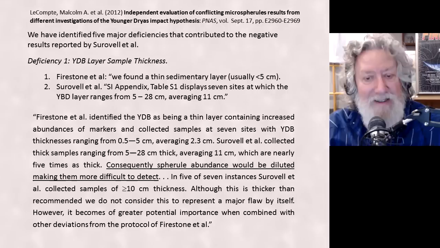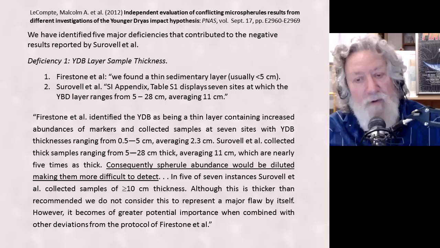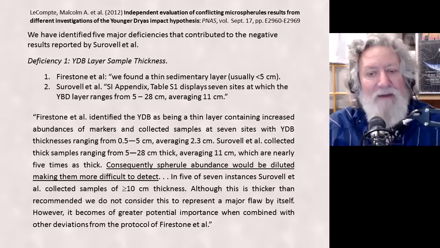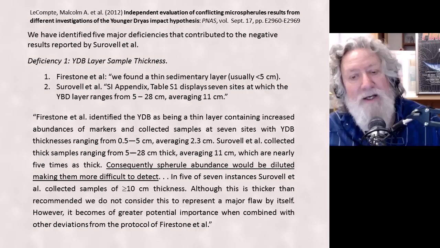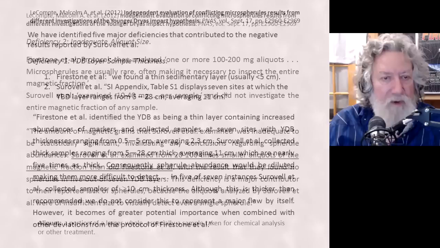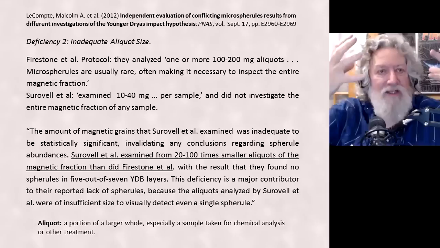In five of seven instances, Surovell et al. collected samples greater than 10 centimeters thickness. Although this is thicker than recommended, we do not consider this to represent a major flaw by itself. However, it becomes of greater potential importance when combined with other deviations from the Firestone protocol. So deficiency two, inadequate aliquot size, which is just your sample base, right?